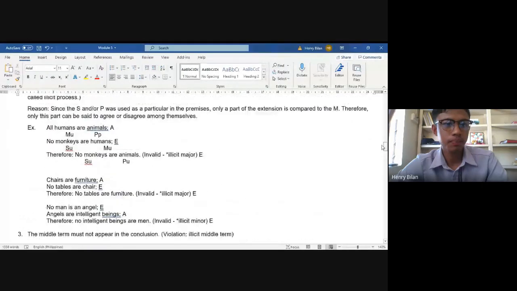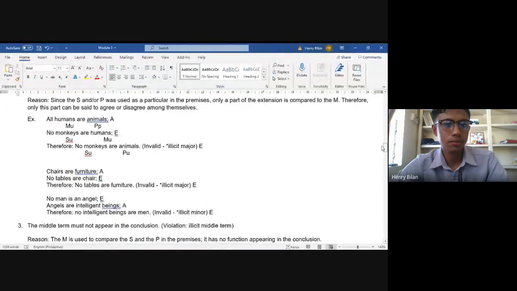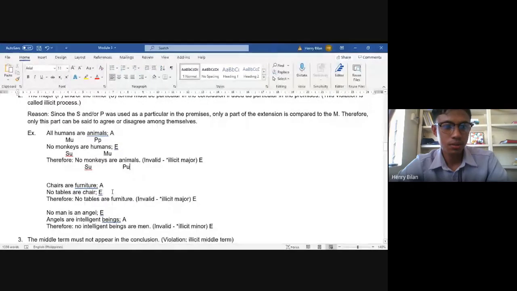Ganito din sa pangalawa at pangatlong halimbawa natin. Chairs are furniture. No tables are chairs. No tables are furniture. Pareho sila. Yung furniture dito ay particular. Pero universal siya dito. Sinasabi dapat kung particular siya dito sa taas, sa premise, particular din siya dito sa conclusion. Pero dito, particular sa premise pero universal sa conclusion, kaya invalid.